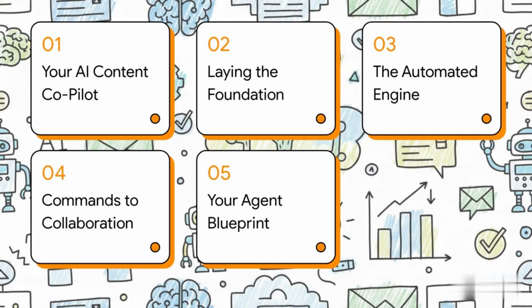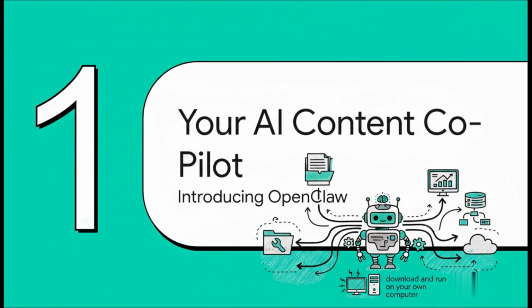So, here's our game plan. First, we're going to meet our AI copilot. Then, we'll lay the groundwork before building out the automated engine skill by skill. After that, we'll look at how to go from just giving orders to real collaboration. And then, at the end, you'll get the entire blueprint to build your very own. First things first, let's meet this copilot.